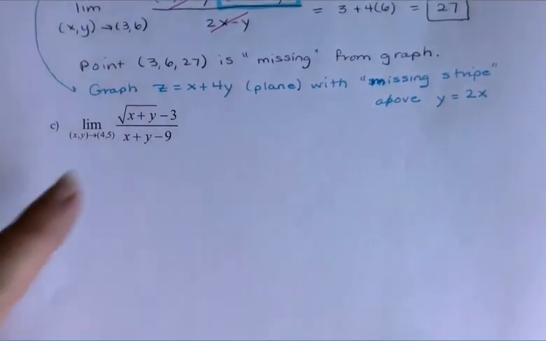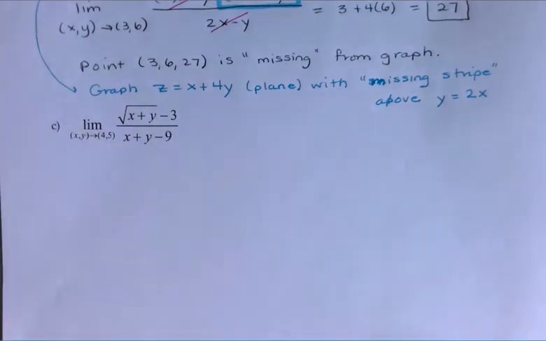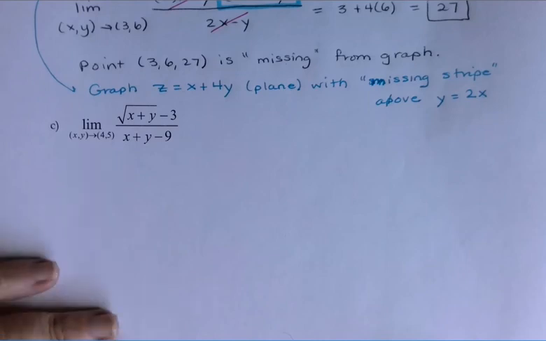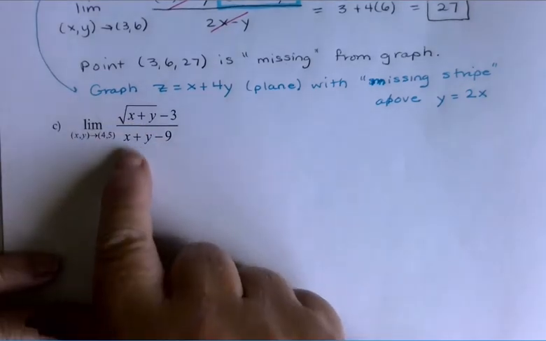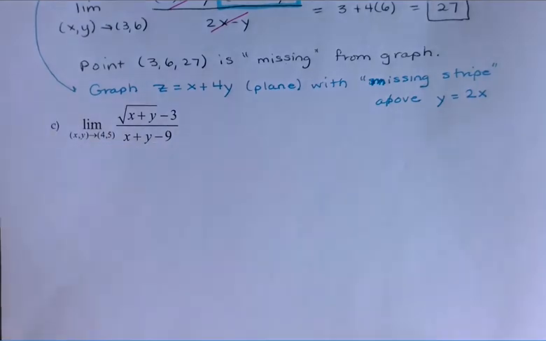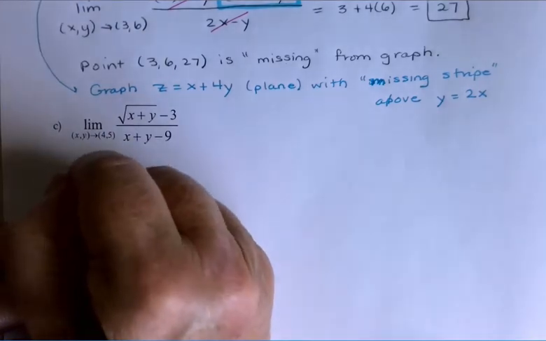In this next one, I can take a look at this function, and I can see that there are actually two things that I have to be concerned with as far as the domain is concerned. I can't have a negative under the radical, but I also can't have a 0 in the denominator. So my domain is going to have two issues. Let's do the domain here.